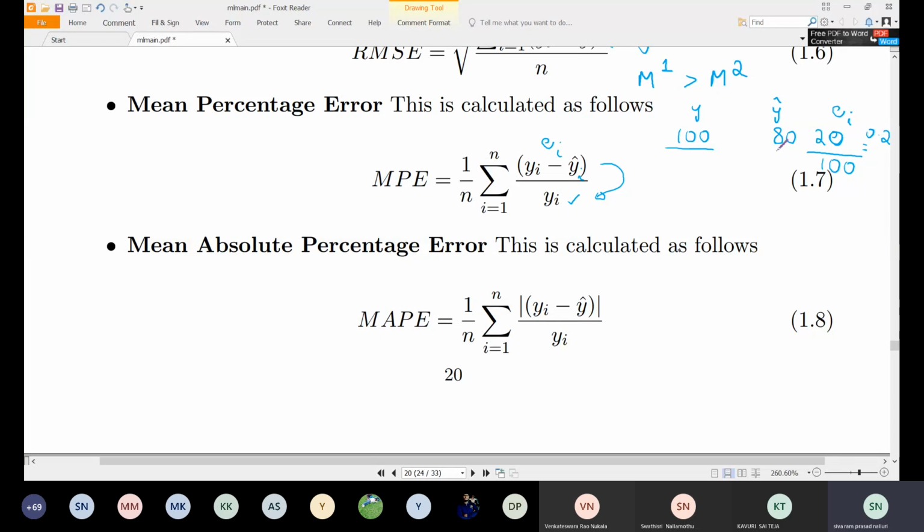Is the error on the positive side or negative side? The error is 20% towards positive or negative? Actual minus predicted. So what kind of error is this? Positive error or negative error? Positive, sir. Okay, positive error. So this is the cost function that we use sometimes, especially when we want to calculate the error as a percentage of the actual value.